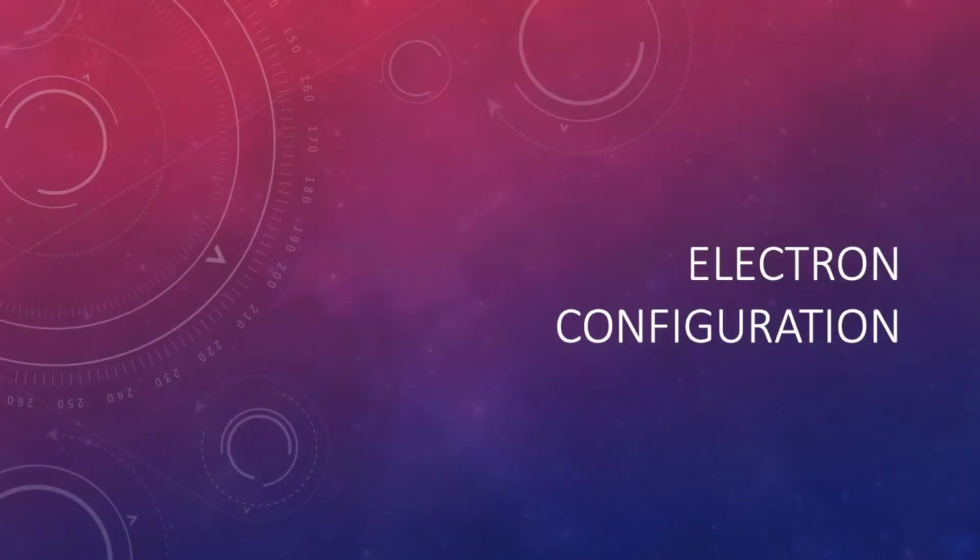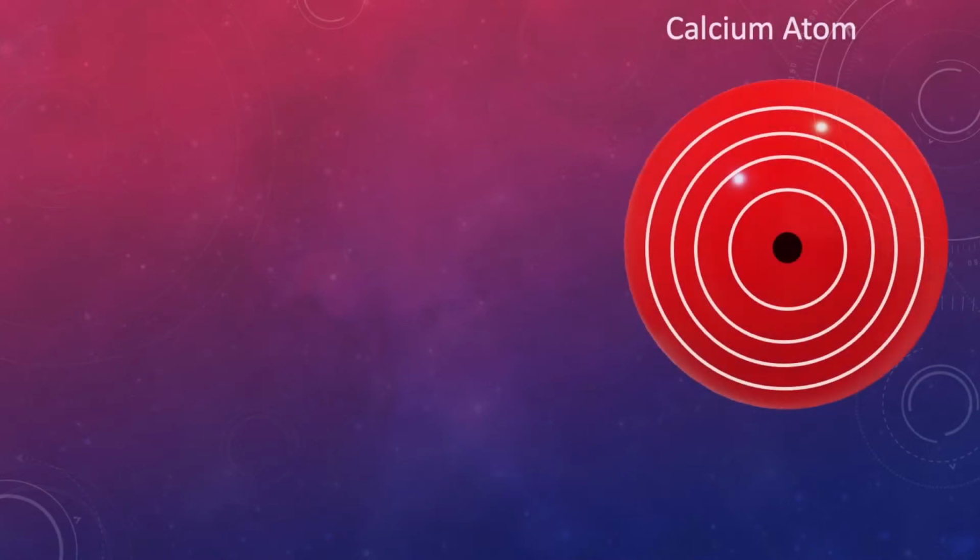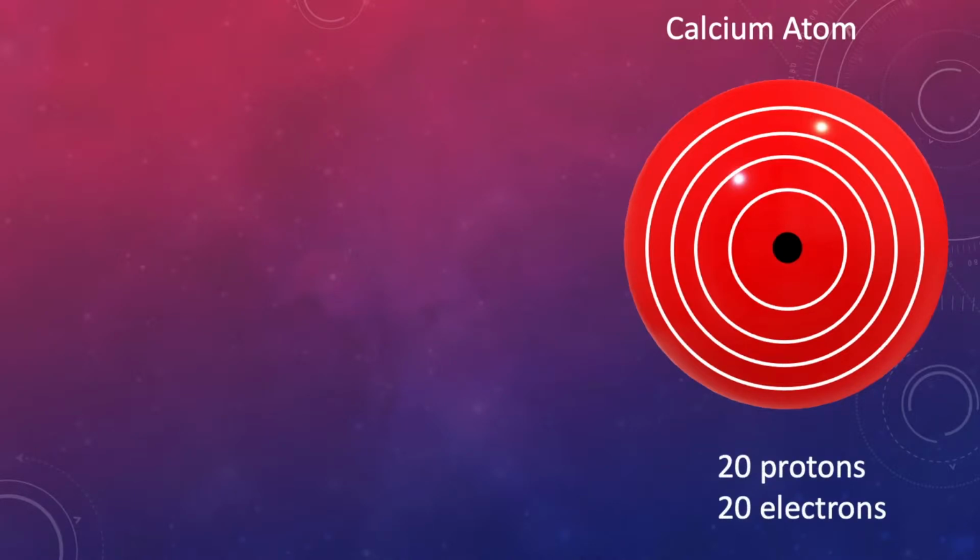In this little video, we're just going to go through electron configuration, and we're going to put a little bit of an AS spin on it. So let's have a think first of all of a calcium atom. Calcium atom, you may remember, is the largest atom that we actually go up to in terms of electron configuration at GCSE. So calcium has 20 protons and 20 electrons.